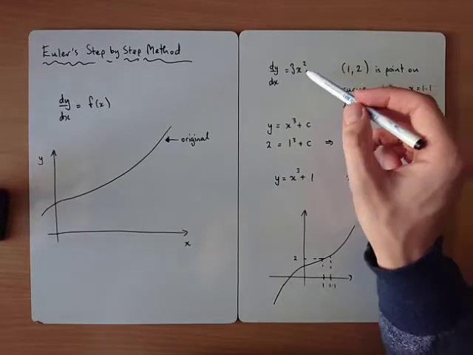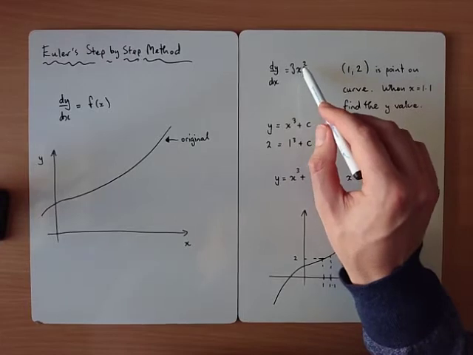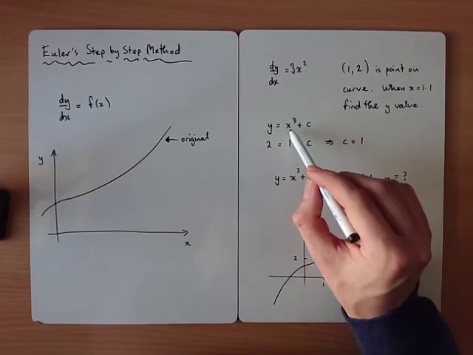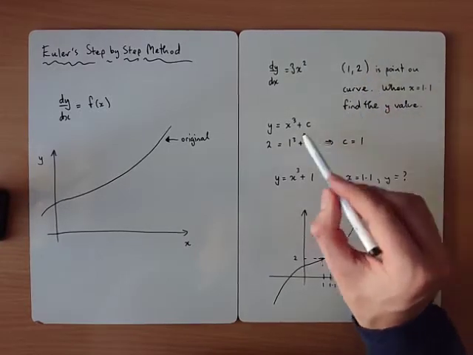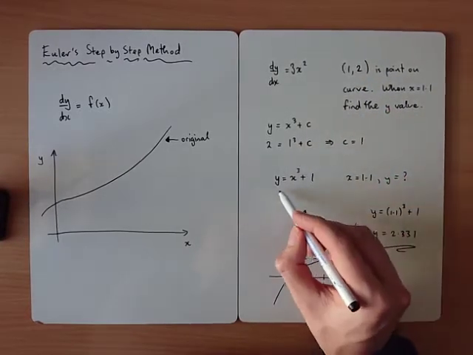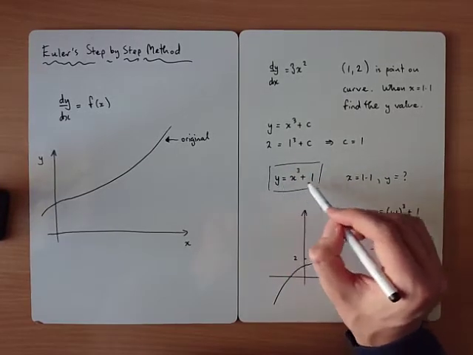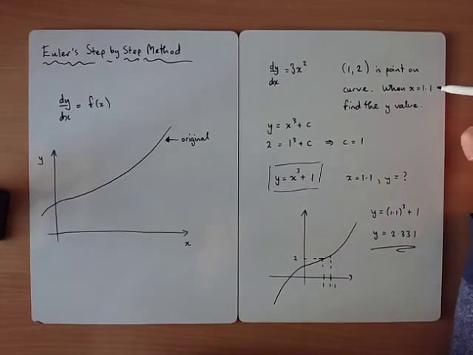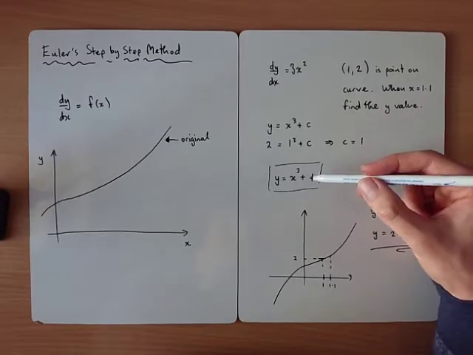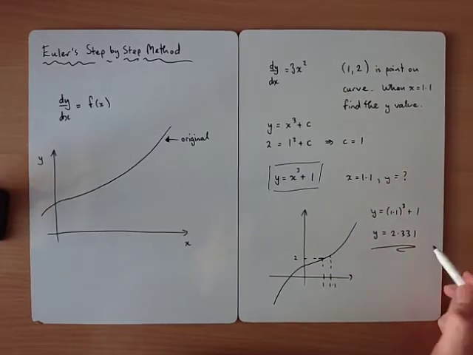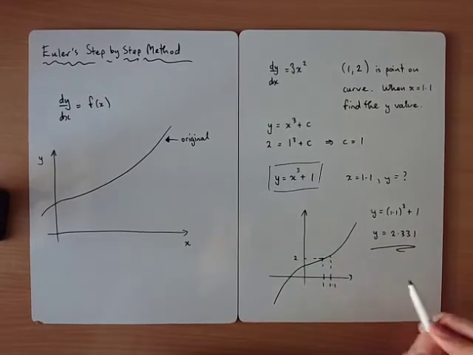Now obviously for this question, you could literally just integrate, solve this differential equation, and you'd end up with y equals x cubed plus c. You know the point on the curve, so you can sub in, and we get y equals x cubed plus 1. Now when you've got the original function, you can answer this question. If x equals 1.1, sub in 1.1, and we get the corresponding y value of 2.331, which is fine.